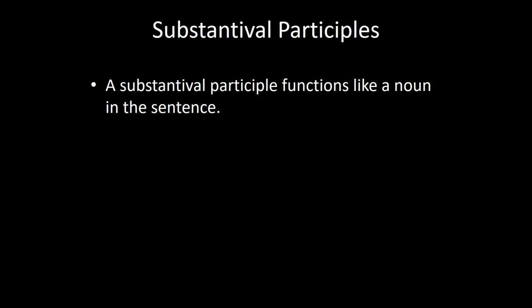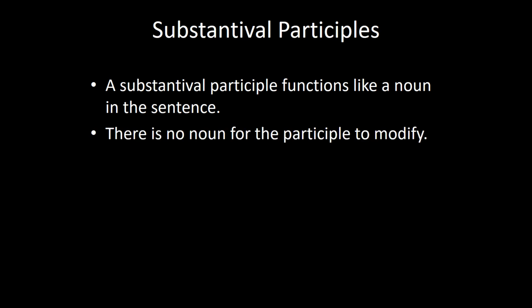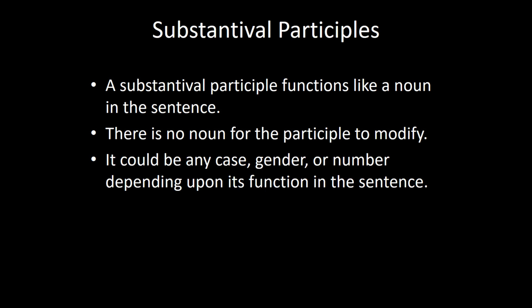Another thing a participle can do is act like a noun. We call this a substantival participle. So it will function like a noun in the sentence. There's no noun for the participle to modify. There's no noun that's in proper position that the participle is modifying. The participle is acting on its own. It's not modifying something else. Since it's acting on its own, it could be any case, gender, or number, just depending on whatever it's doing in the sentence. If it's a subject, it's got to be nominative. If it's a direct object, it'll be accusative. If it's an object of a preposition, it'll be whatever case that preposition tells it to be.